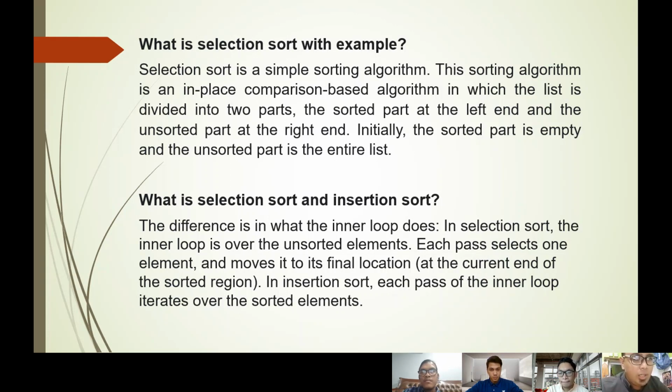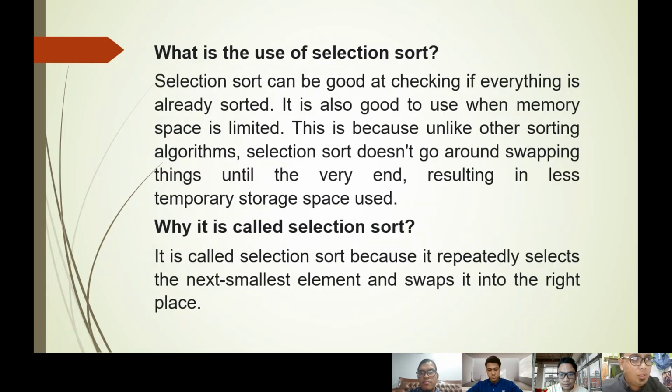What is the difference between selection sort and insertion sort? The difference is in the inner loop. In selection sort, the inner loop is over the unsorted elements. Each pass selects one element and moves it to its final location at the current end of the sorted region. In insertion sort, each pass of the inner loop iterates over the sorted elements.